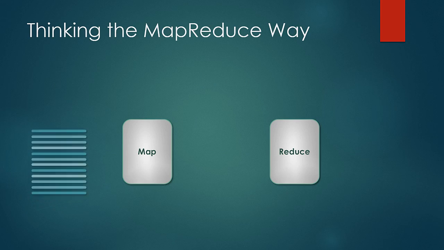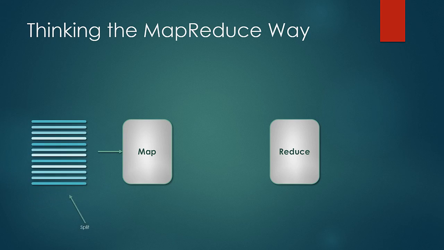Input to map is split. A split would contain many records. Each record would go through the same map operation one by one. Map function has input in the form of keys and values and output in the form of keys and values as well. At the time of input, Hadoop supplies the key which is unique to every record.